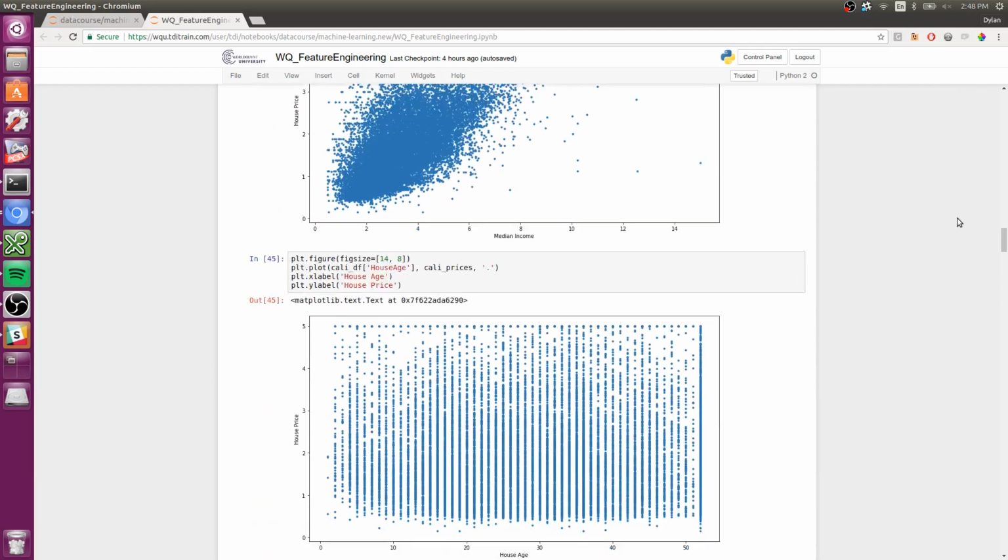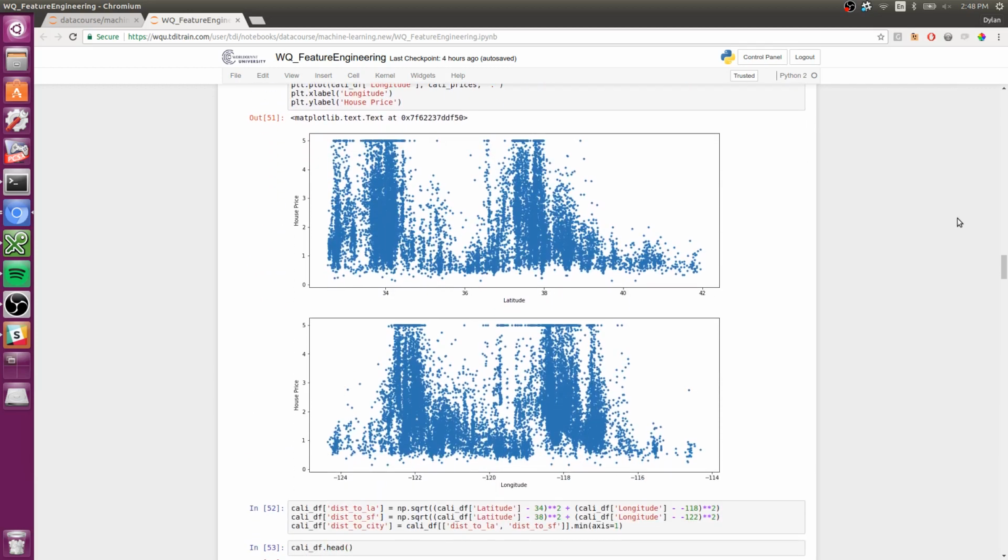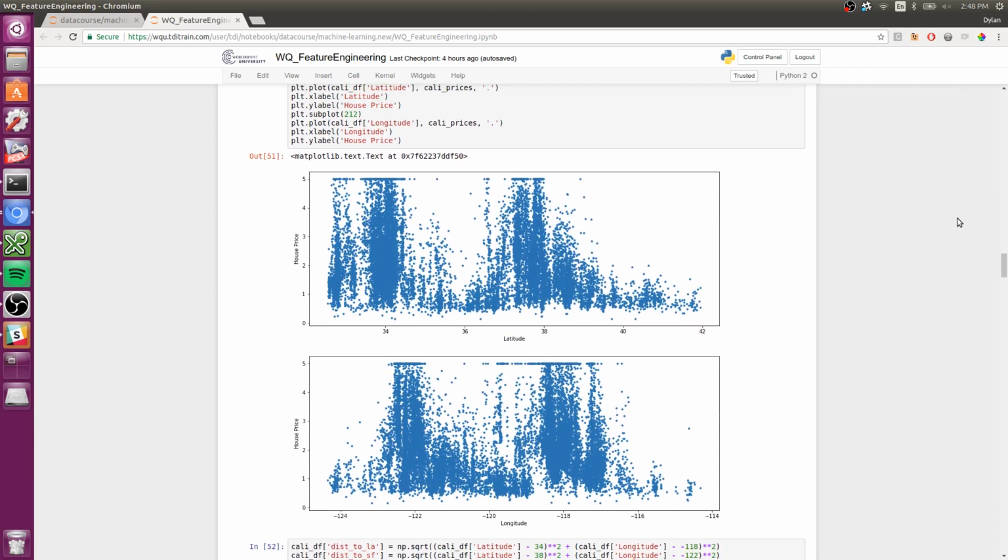We also considered another example, this California housing data set, in which there were geographic features that clearly contained meaningful and predictive information, but needed to be transformed in some way so that we could extract the relevant feature.